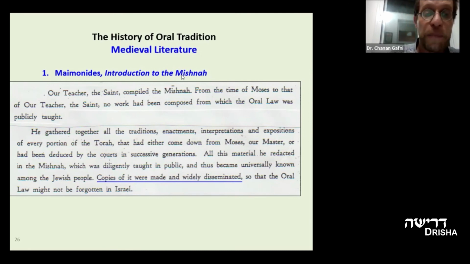This is indeed the way that Maimonides talks about the Mishnah. In his introduction to the Mishnah, speaking about Rabbi Judah the Prince, when he describes what he did, he says he compiled the Mishnah, but also at the end, copies of it were made and widely disseminated. In other words, they were also circulating after his time. So we see that most scholars thought that it was Rabbi Judah the Prince, 2nd century, that put the Mishnah into writing. Not just composing the text, but also putting it into writing.